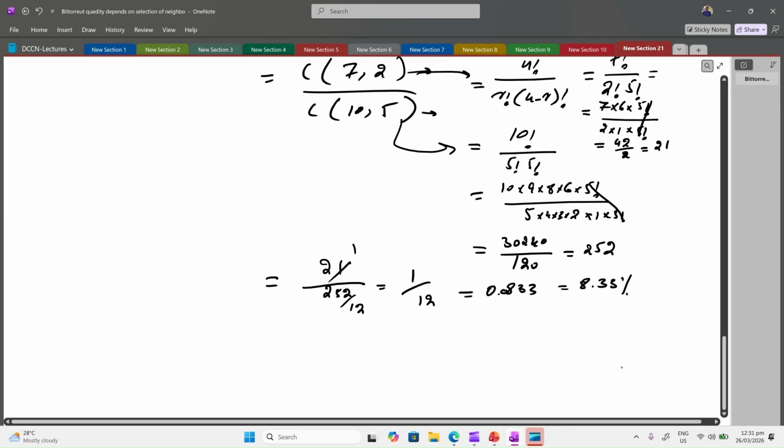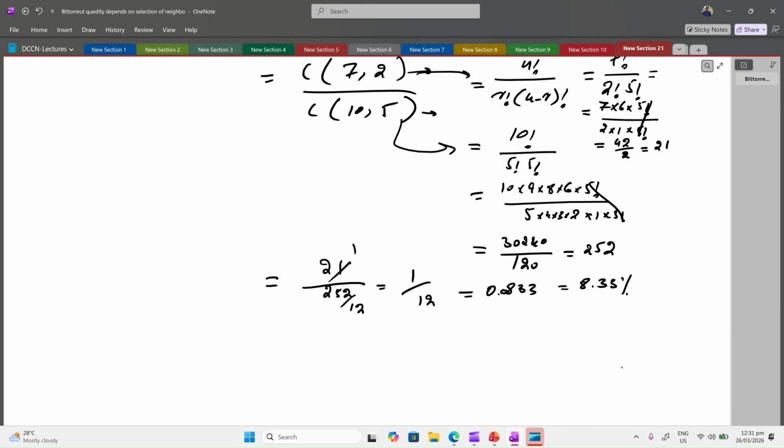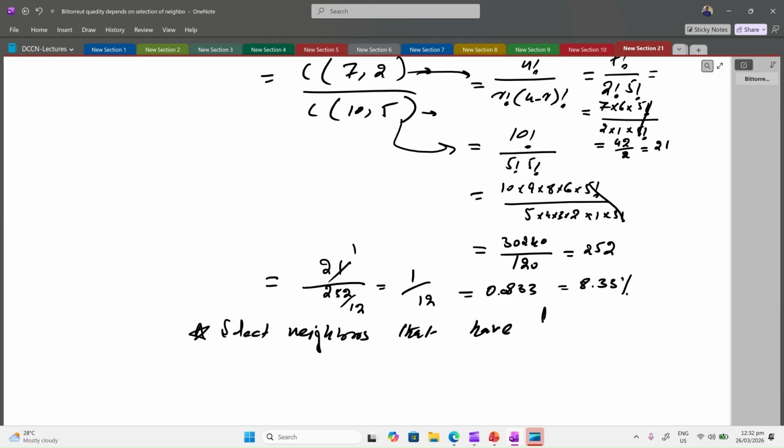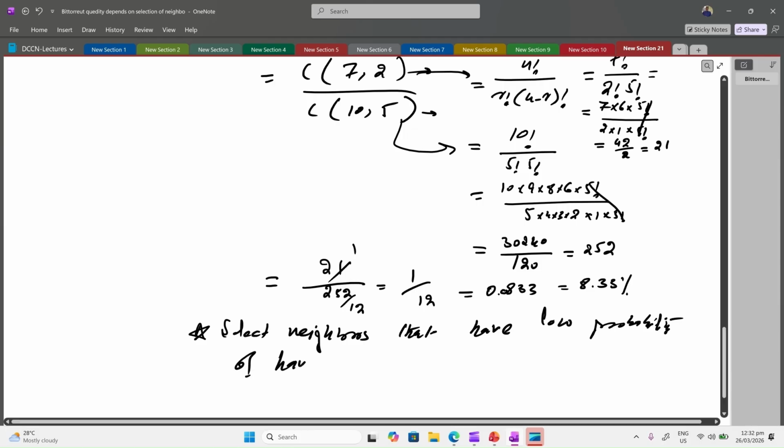Okay. So I will select the neighbor having the low probability of having the same chance, right? So the important thing is to select neighbors that have low probability of having the same chance as yours.